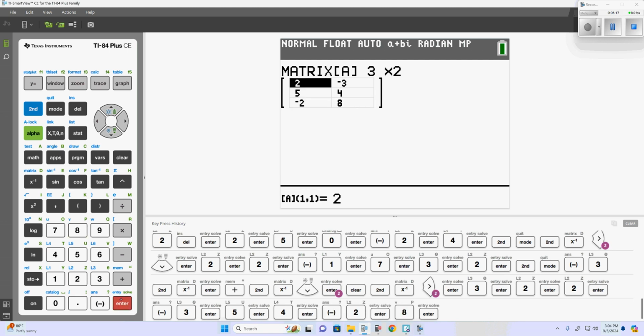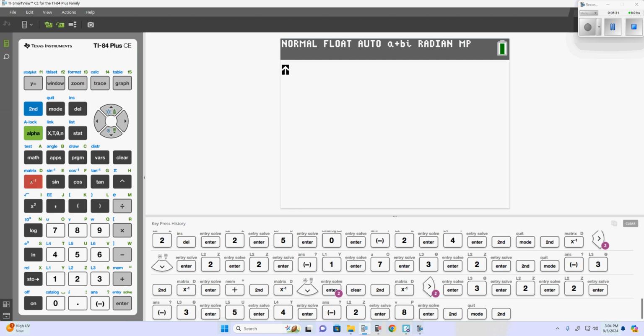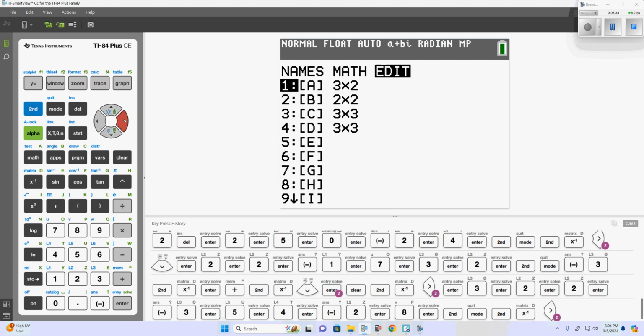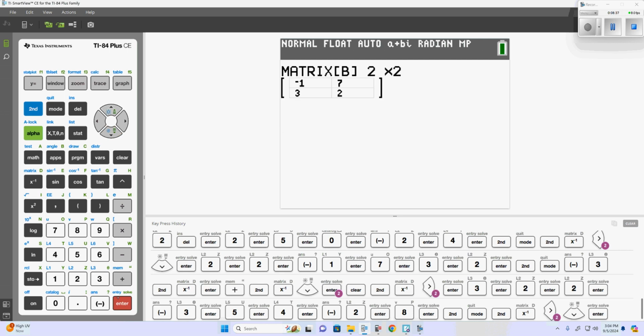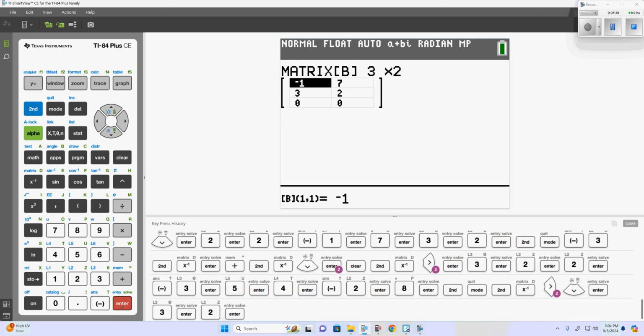3 by 2? So it's 3 down, 2 over. And once we get it typed in, we'll go second quit, second matrix, over to edit to put the next one in. We'll put it in as B. It is also a 3 by 2. Negative 1, 2, 7.